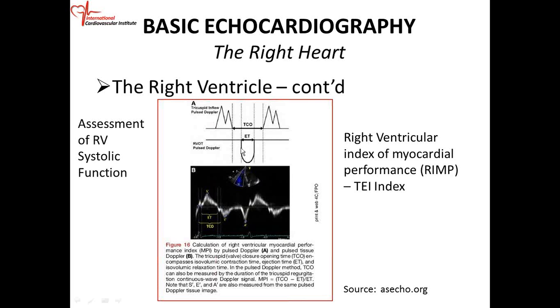So you remember on the right side, you have ejection across the pulmonic valve. Which is going to take a little time to eject the blood across that pulmonic valve, which depends on how well the right side is functioning. So you're going to take your tricuspid valve closure to the tricuspid valve opening, get that time, subtract from that the ejection time, okay? And then divide that by the ejection time. That's also called the Tei index. It's either IMP or Tei index, whichever one you want to use.